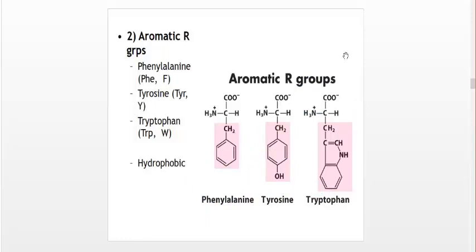So what are the different aromatic amino acids? There are three different aromatic amino acids: phenylalanine, tyrosine, and tryptophan. Tryptophan is called W in abbreviated form. Tyrosine is Y, phenylalanine is F. All these are hydrophobic. Why? Can you tell me the reason?